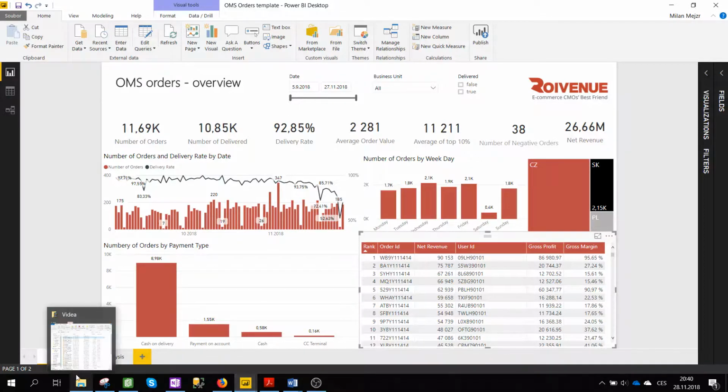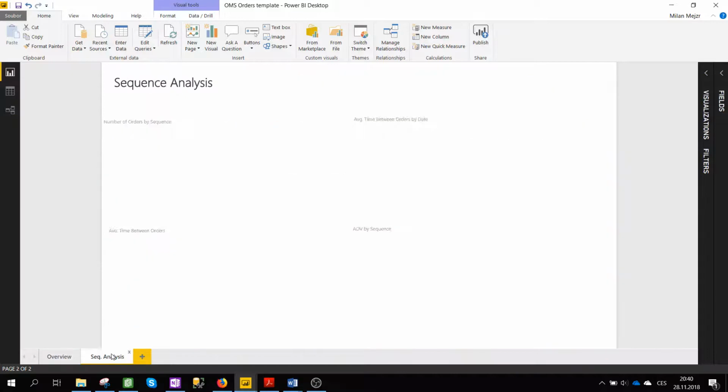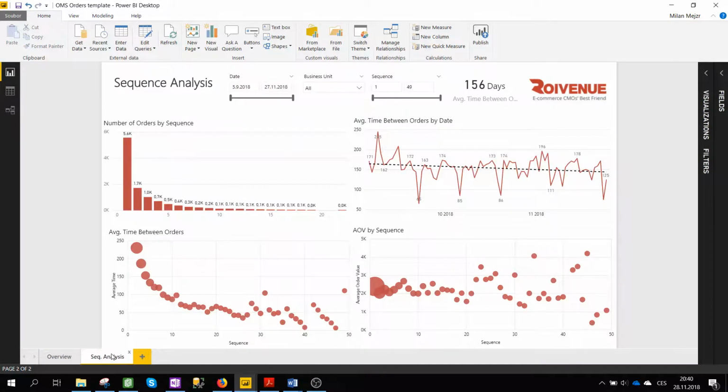So let's see the next page, which is sequence analysis. Sequence is basically a metric which tells us how many times the customer has bought something from your e-shop. Let's say that an order has sequence equal 5. That means it's the 5th order of the customer, of the user.